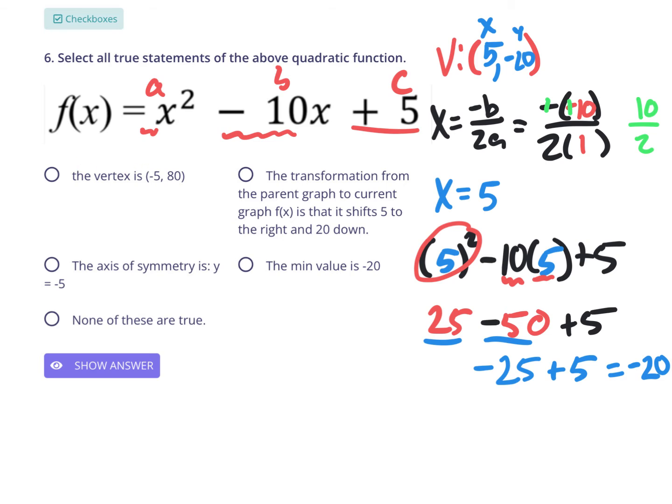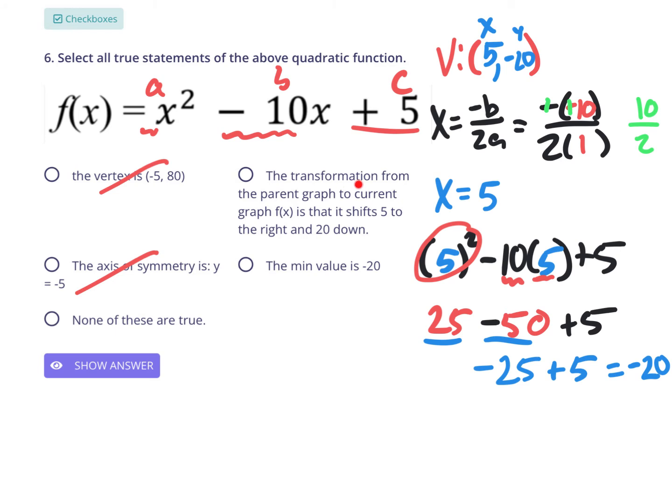The vertex, man, on all of these, the vertex has been wrong, right? That's sad. Anyway, yes, this is incorrect. The vertex we know is 5, negative 20, not negative 5, 80. The axis of symmetry is x equals the x value of 5. That's definitely wrong because it's not the x value of 5. It's saying that the y value is negative 5, which is just really, really wrong. Even if it said x equals negative 5, that would still be wrong, so that's incorrect.